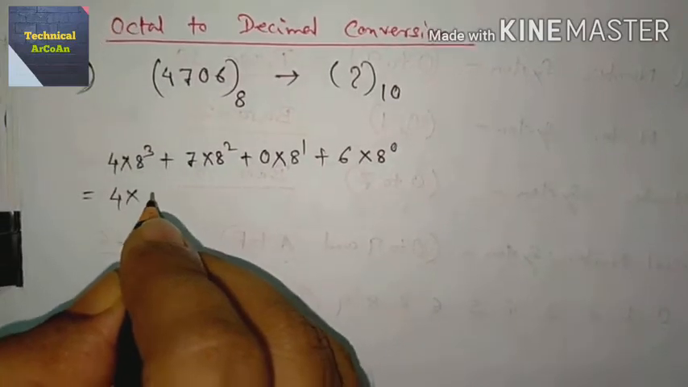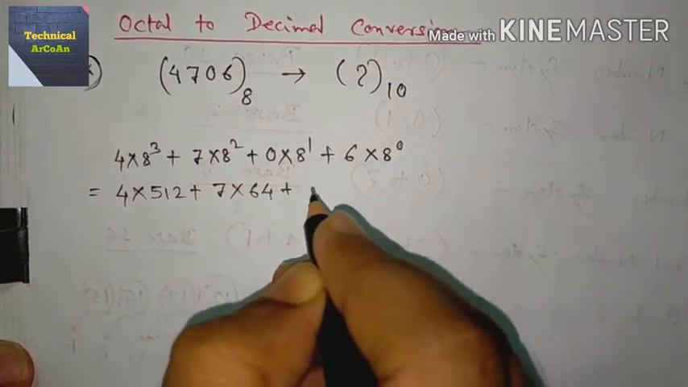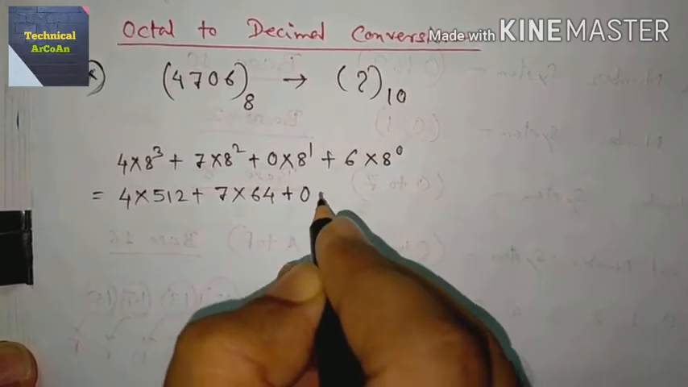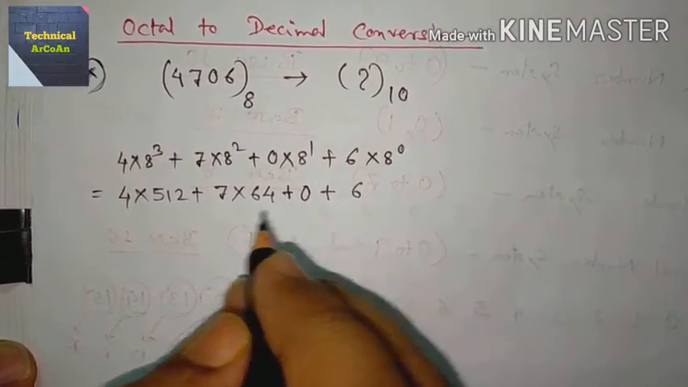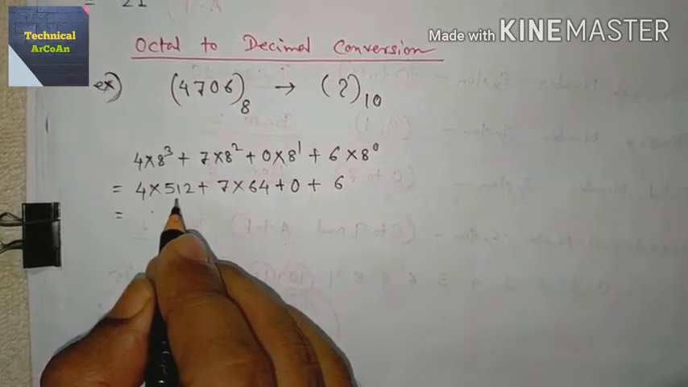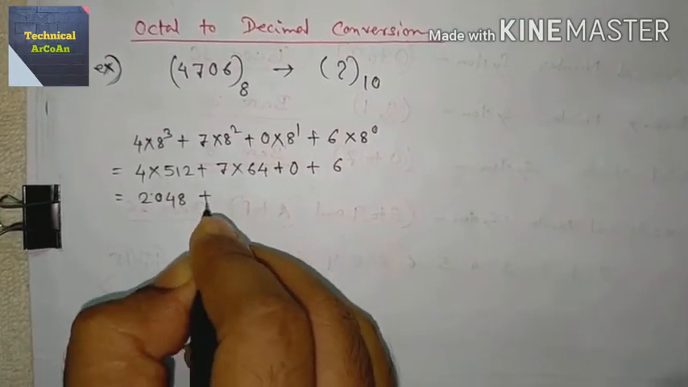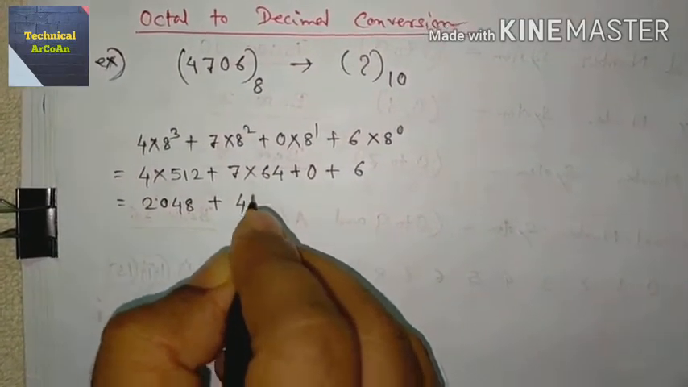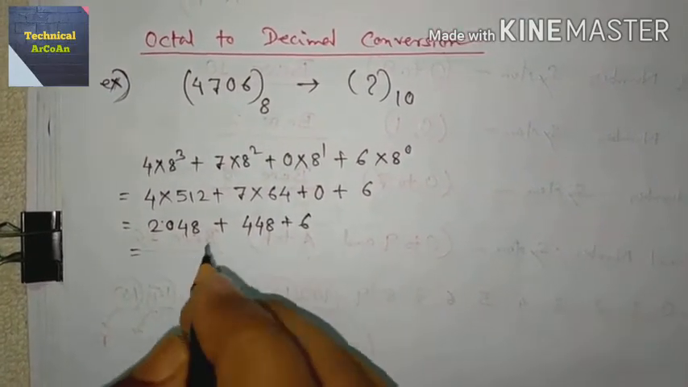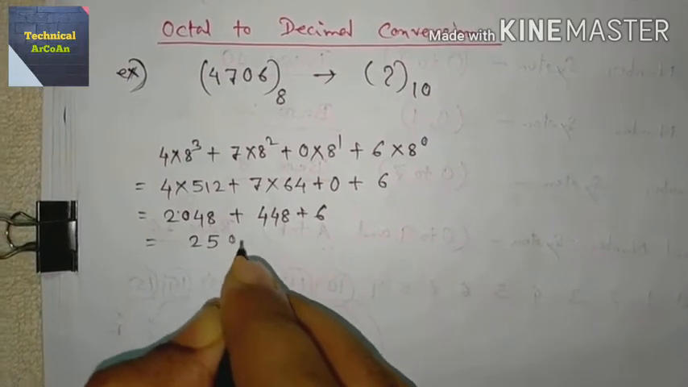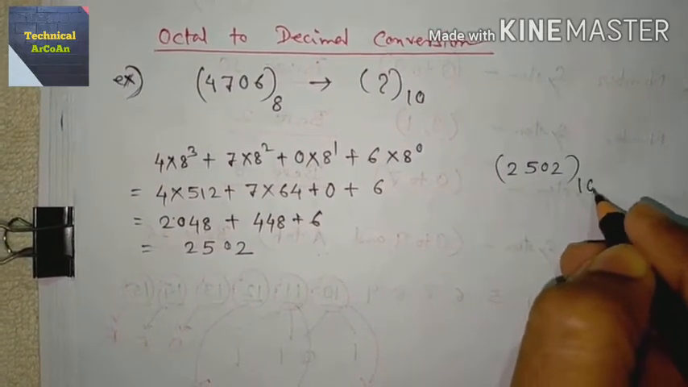So what will be the result? 8 to the power 3 is 512. Next 7 into 64, plus 0 because 0 into something is 0, and 6 into 8 to the power 0, where 8 to the power 0 is 1, so 6 into 1 is 6. So 4 into 512 is 2048, plus 7 into 64 is 448, and next only the 6. If we add these three numbers, the result is 2502, and it is converted into decimal.